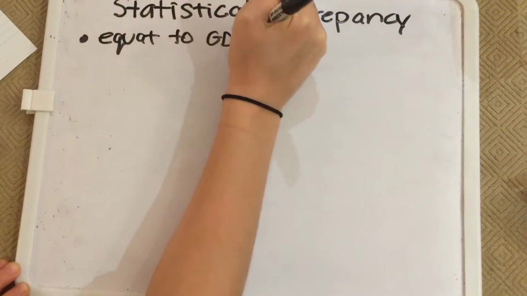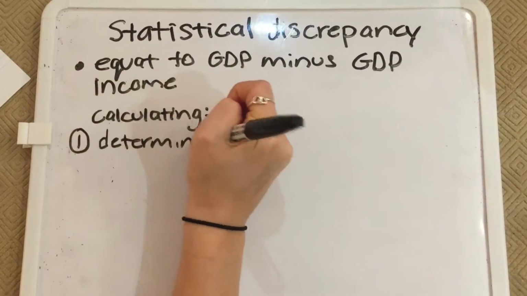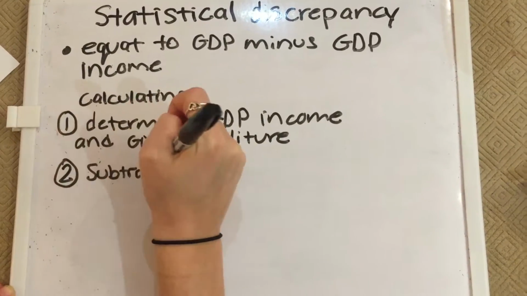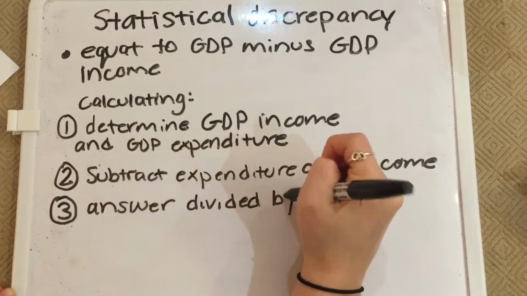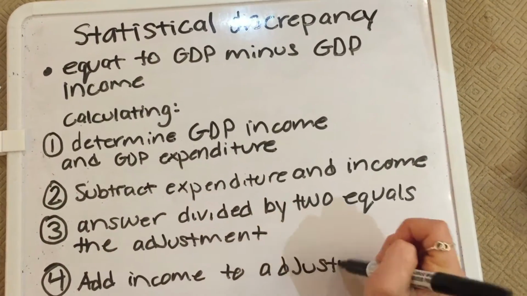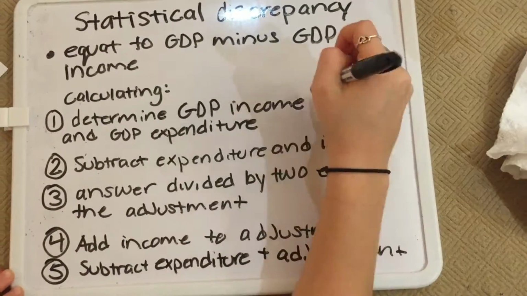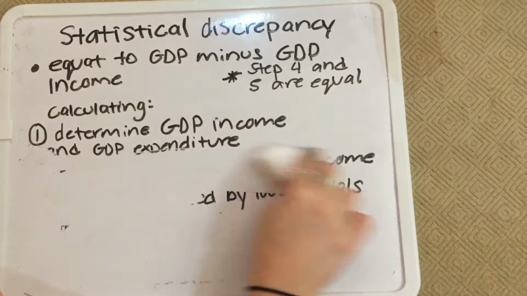Moving on to statistical discrepancy. This is equal to GDP minus GDP income. Calculation for this happens in 6 steps. Step 1. Determine GDP income and GDP expenditure. Step 2. Subtract expenditure and the income. Step 3. Divide the answer from Step 2 by 2 to get the adjustment. Step 4. Add income and the adjustment. Step 5. Subtract expenditure and adjustment. Step 6. Check if Step 4 and 5 are equal to each other.